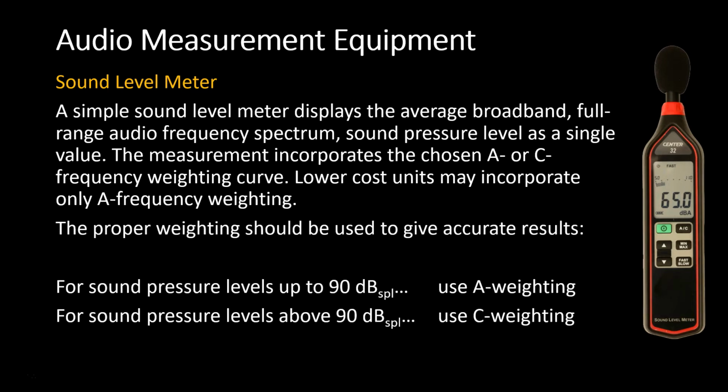So the proper settings, if you have the ability to measure either A or C, would be to use the A weighting scale for sound pressure levels up to about 90 dB SPL, and then for sound pressure levels above 90 dB SPL, use the C weighting. If you remember last week, we talked about the Fletcher-Munson curves or the equal loudness contour curves. That's where the A weighting and the C weighting comes into play.